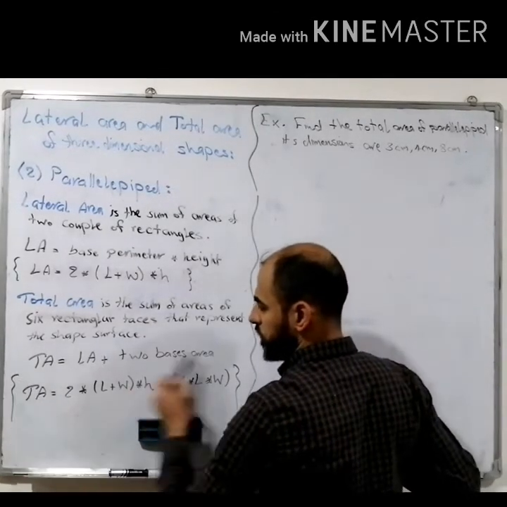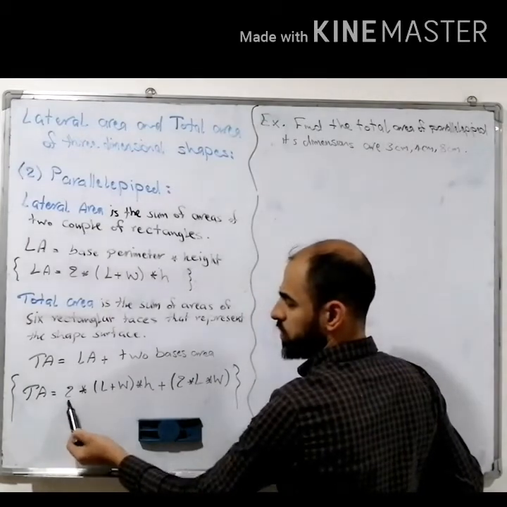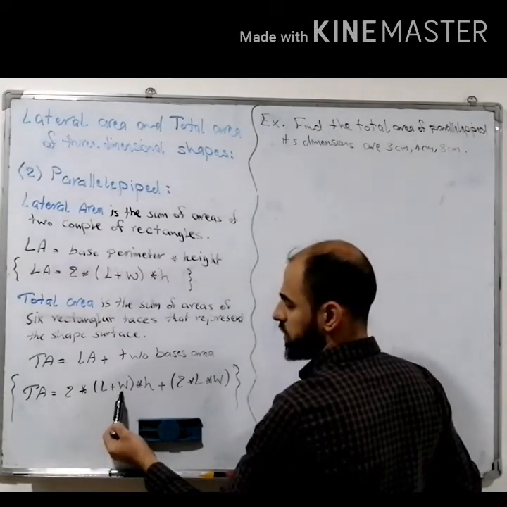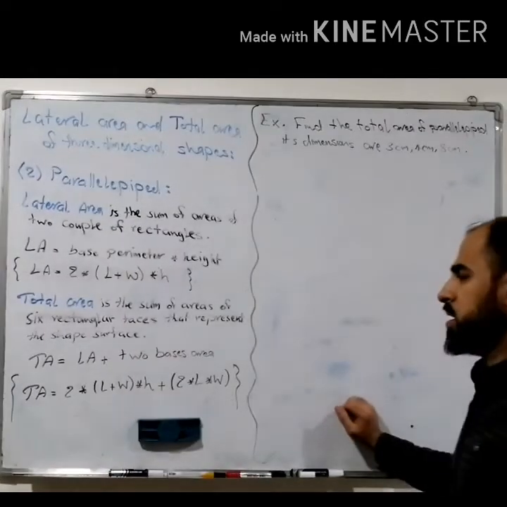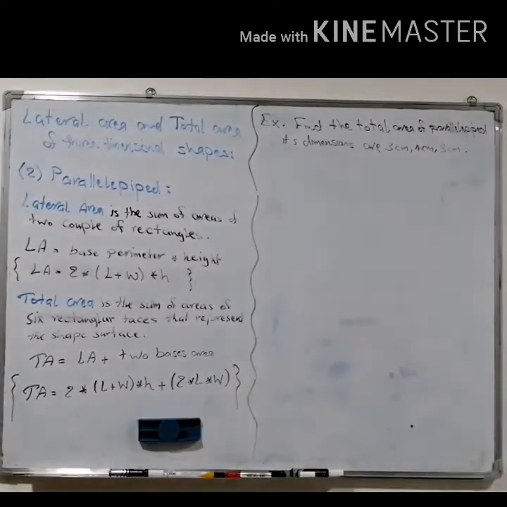So shortly, the law of total area is 2 multiplying by length plus width, multiplying by height. This is the lateral area, plus 2 by length by width.